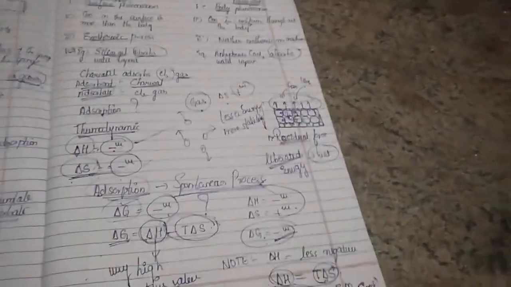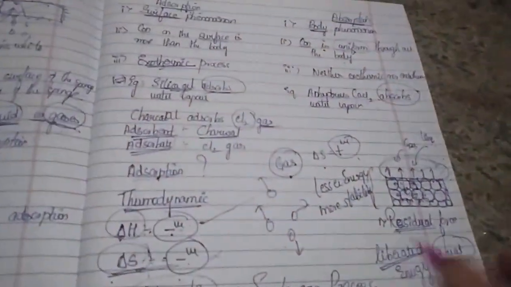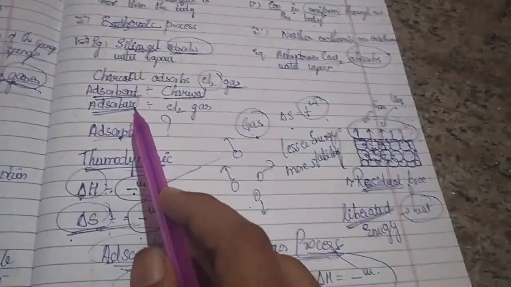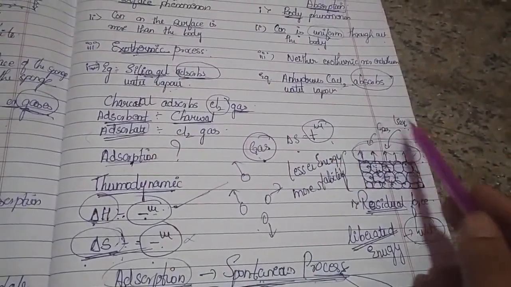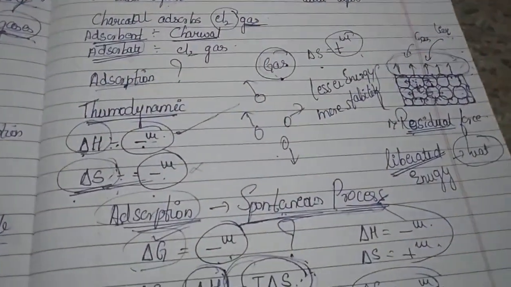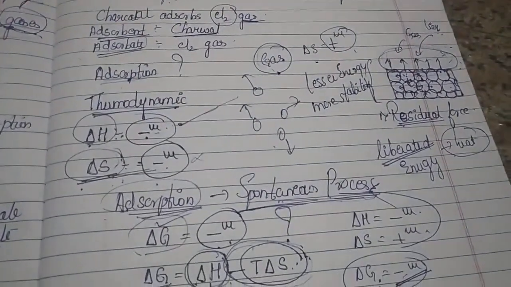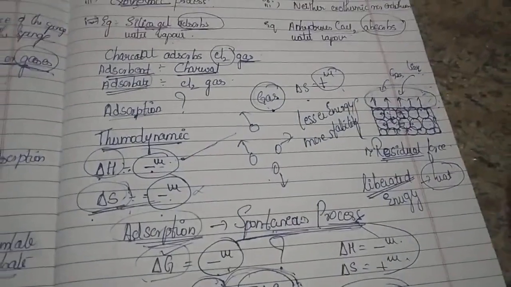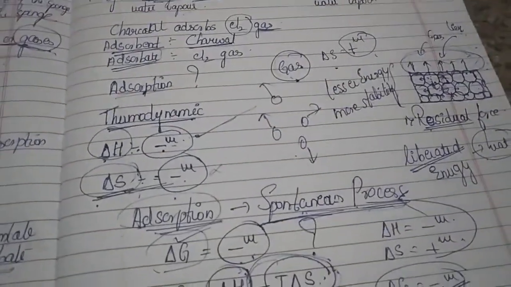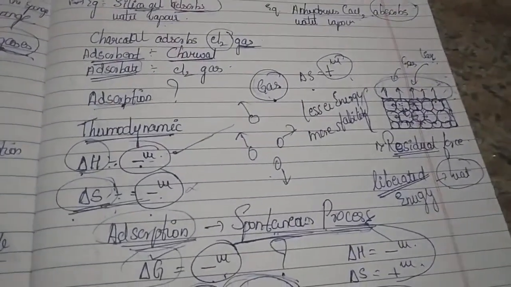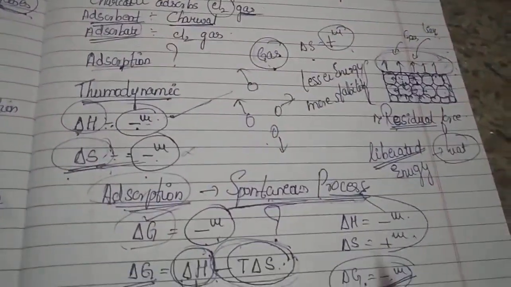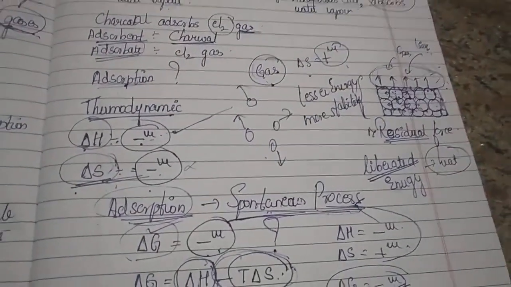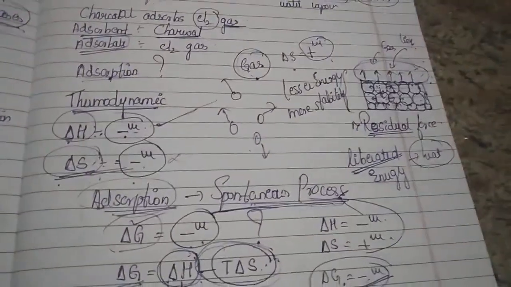So in this overall part, what did we see? Why does adsorption take place? Of course, the answer is in order to decrease the residual force. What happens when there is a decrease in residual force? That decrease in the residual force is liberated in the form of heat. So when such heat is liberated, we say the adsorption process is an exothermic process.